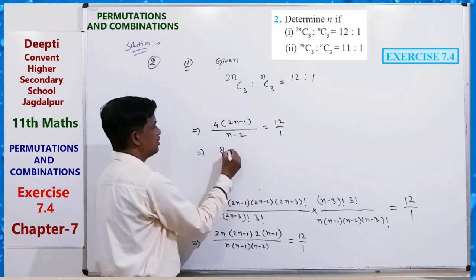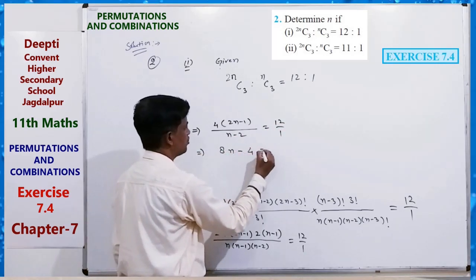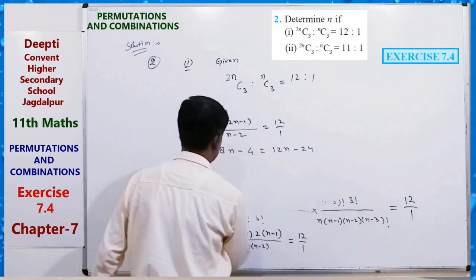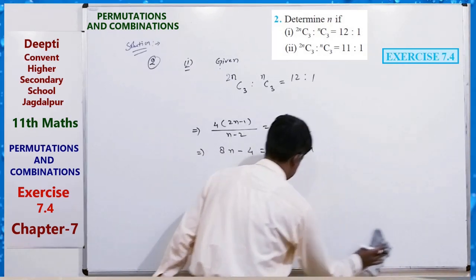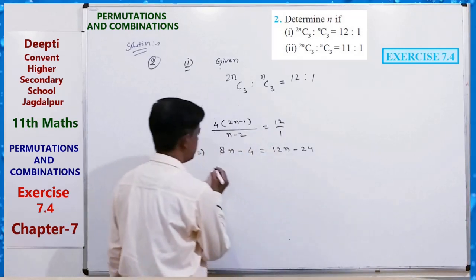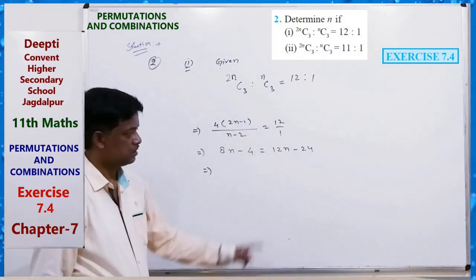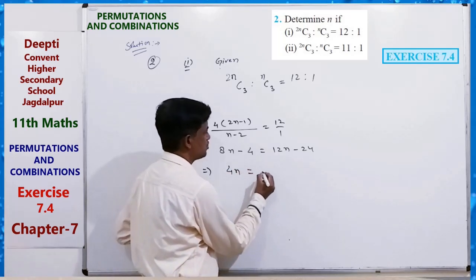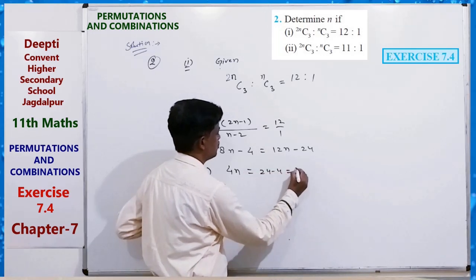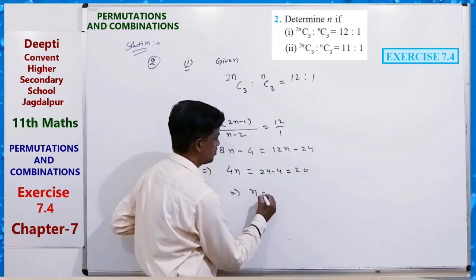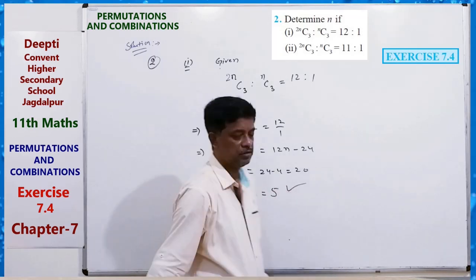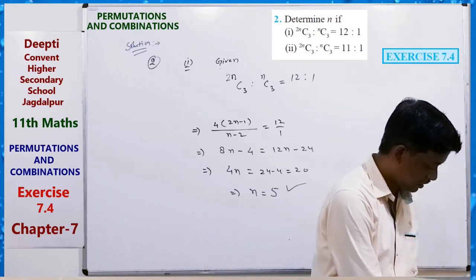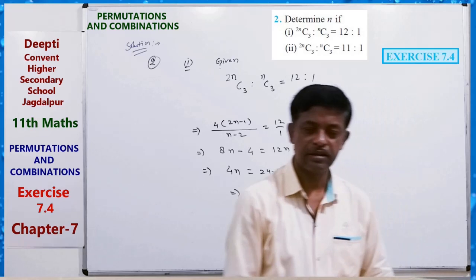So 8n minus 4 equals 12n minus 24. Clear? So here we can see that 12n minus 8n is 4n, equals 24 minus 4 equals 20. So n equals 5. n equals 5. Okay. So question 7.4: first 5, then 4. Clear?